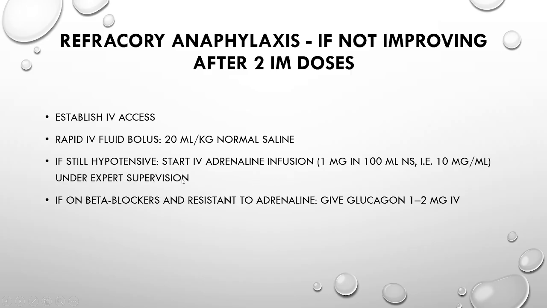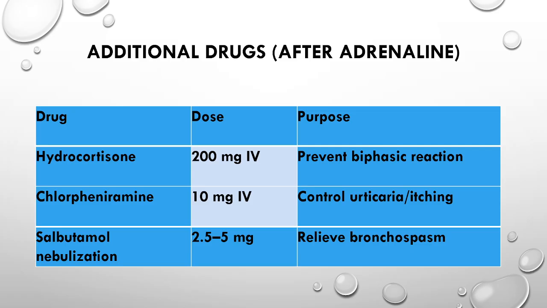If the patient is on beta blockers and not responding to adrenaline, you can add glucagon 1 to 2 mg IV. So what are the additional drugs given along with adrenaline for anaphylaxis? Those are hydrocortisone 200 mg IV, chlorpheniramine 10 mg IV, and salbutamol nebulization 2.5 to 5 mg.